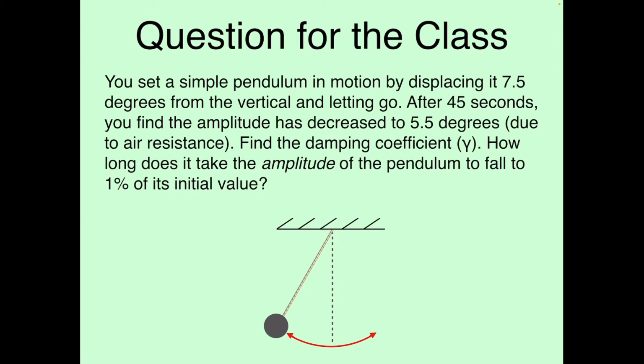So what we're going to do is calculate the damping coefficient, that's gamma. And then once we have that, we're going to find how long it takes for the amplitude to fall to 1% of its initial value. So pause the video, see if you can work this out, and then we'll go through it together.